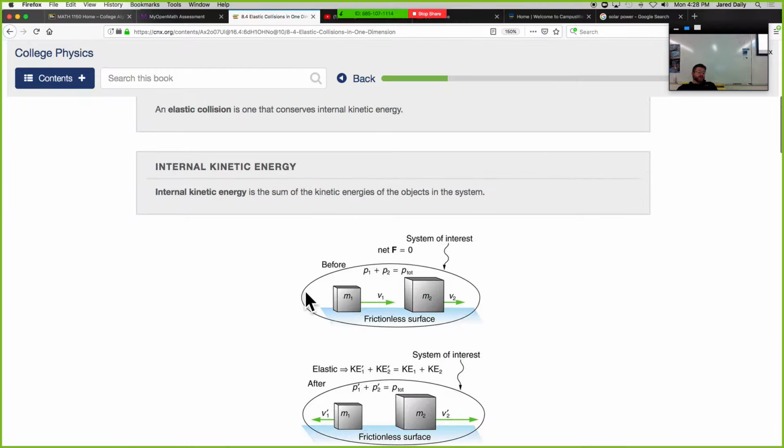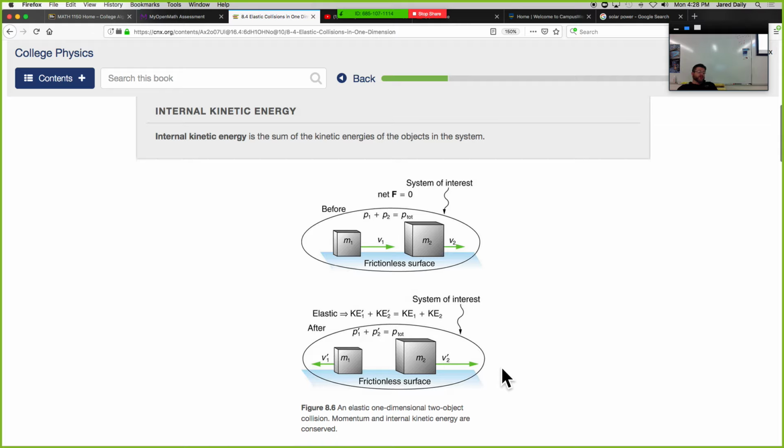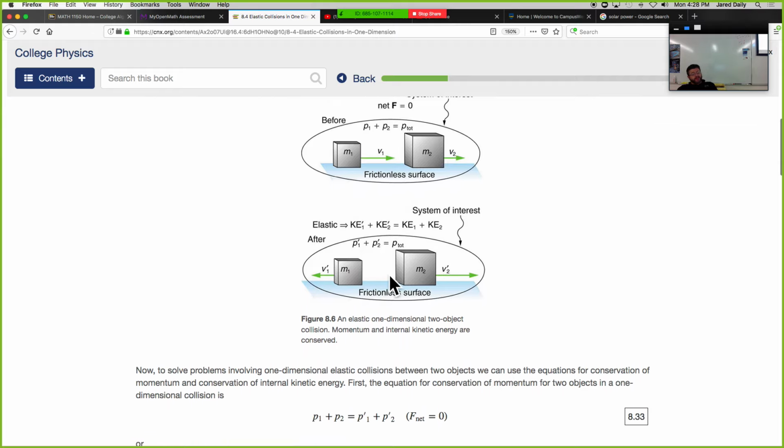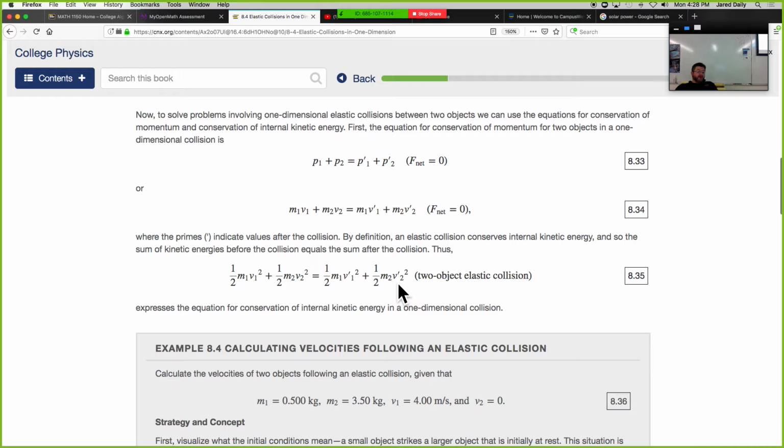So here's our system. We have one block sliding forward and another one catching up to it. This one in the back is going faster. And it bumps the one in front, and it's a perfectly elastic collision. They bounce off of each other perfectly. There's no loss of energy. In the end, the second block is going faster than it was, and the first block bounced back, and now it's going in another direction, and it's going slower. It's smaller velocity. And they give us some numbers for those. Here are the equations that you need to solve for elastic collisions.